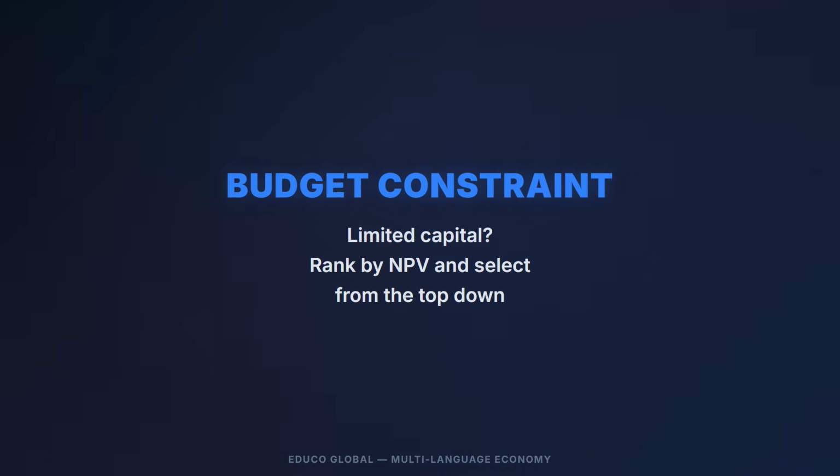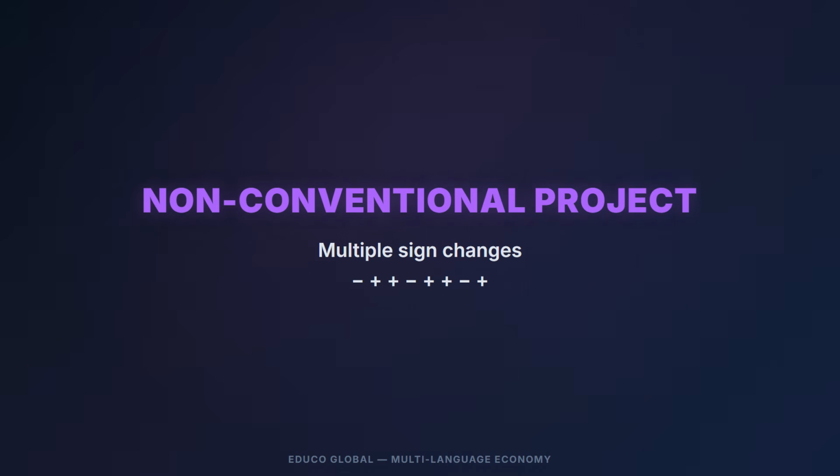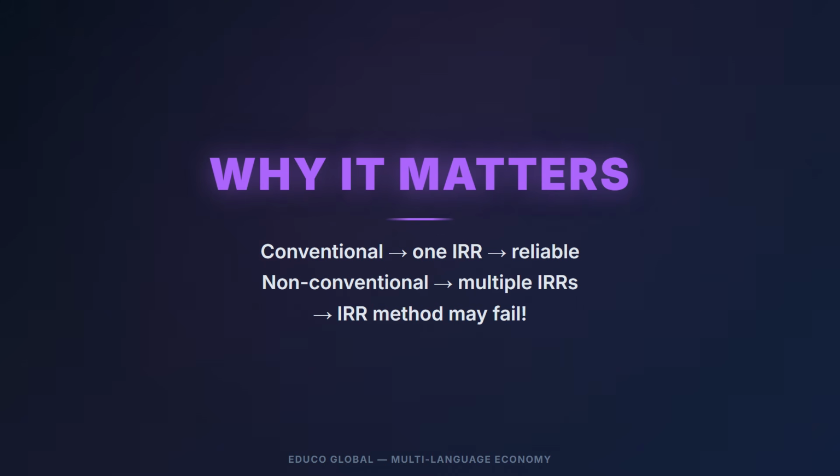A conventional project has one initial investment, which is a negative cash flow, followed by positive cash flows. There's only one sign change from negative to positive. A non-conventional project has multiple sign changes in its cash flows. For example, you invest, earn profits, then have to invest again for maintenance, earn more, and so on. This distinction matters because conventional projects have exactly one internal rate of return, making the IRR method reliable. Non-conventional projects can have multiple IRRs, which means the IRR method may give misleading results.